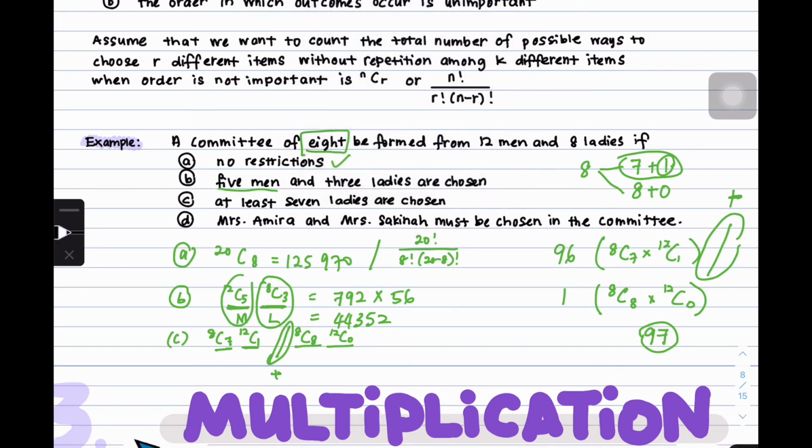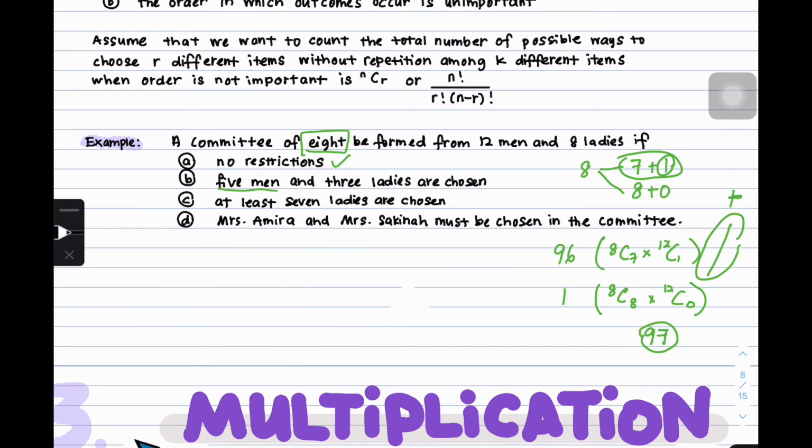Okay, D. So soalan tanya kita, saya padam dulu yang ni, saya nak tengok soalan D macam mana. Okay, soalan D, soalan tanya kita, macam mana kita nak form a committee of 8, komiti yang mempunyai 8 orang, daripada 12 lelaki, 8 perempuan, the total number is 20, where Mrs. Amira and Mrs. Sakinah must be chosen in the committee.